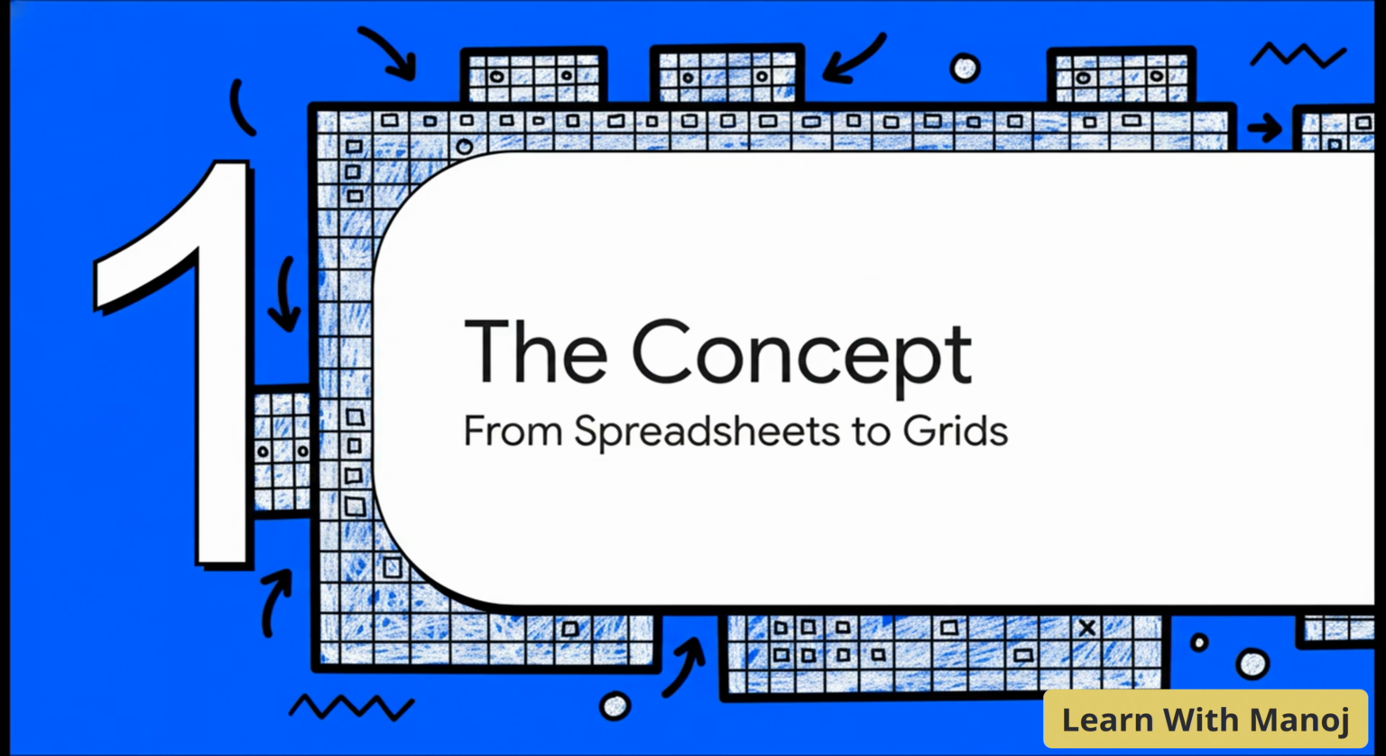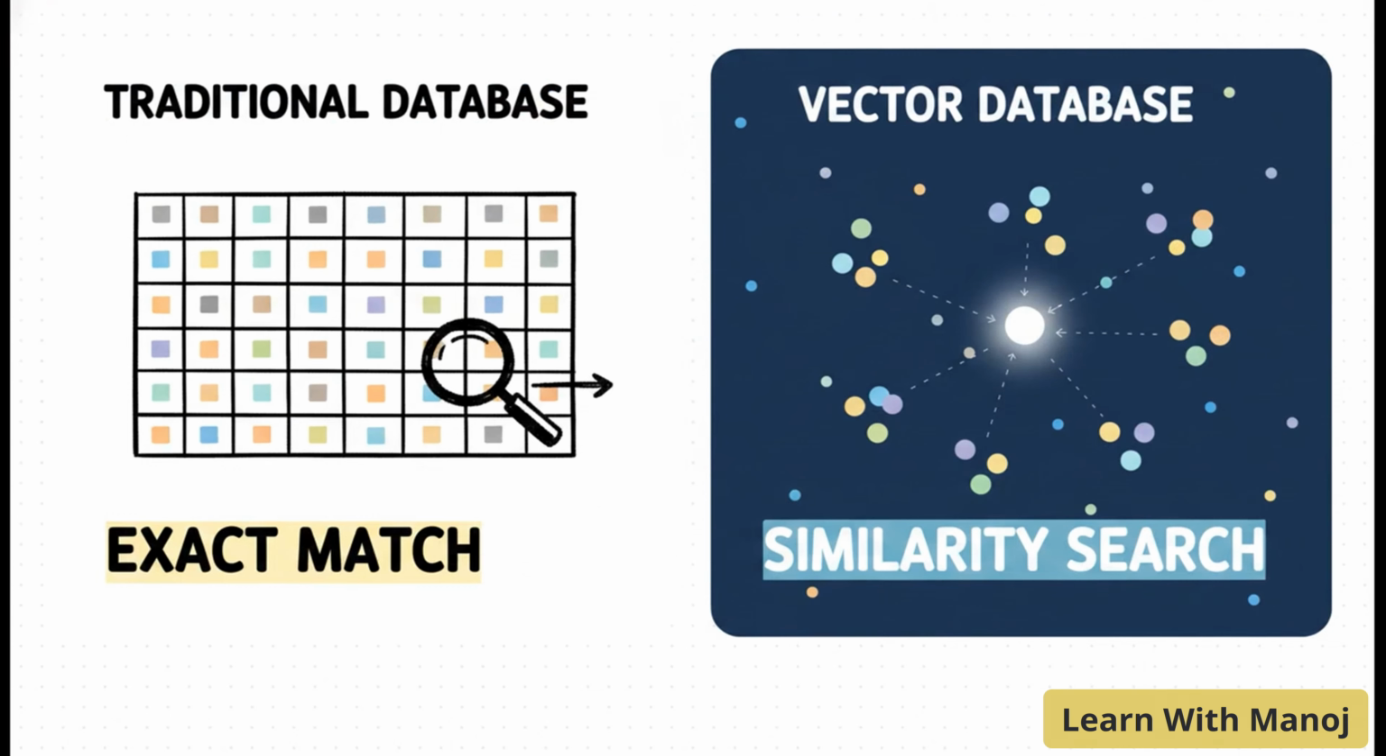To really make this whole idea click, let's start by comparing it to something we've all seen a million times, a simple spreadsheet. So, over on the left, you've got your traditional database. It works just like a spreadsheet. Everything is super organized in neat rows and columns. You find what you're looking for by searching for an exact match, like a product ID. But look over on the right, that's the vector database.